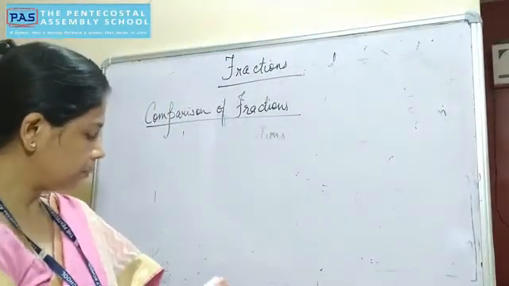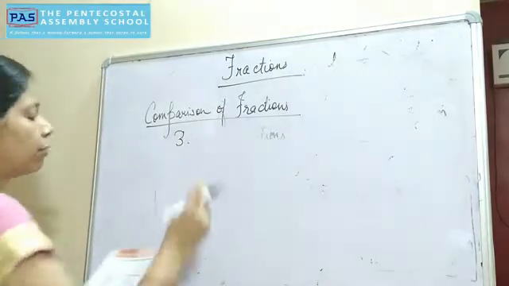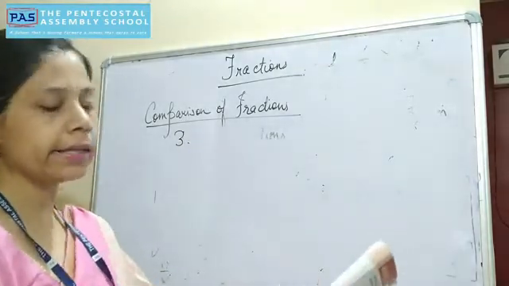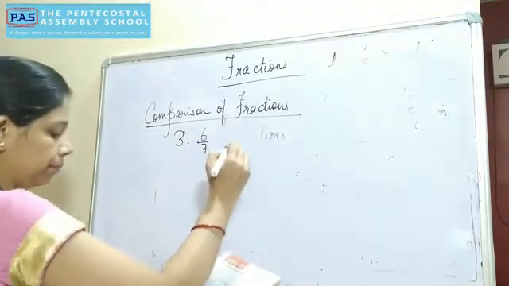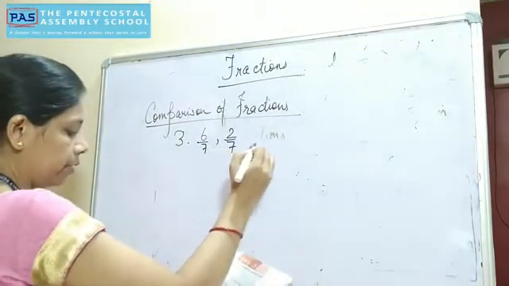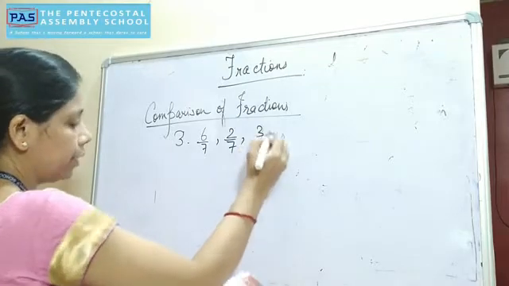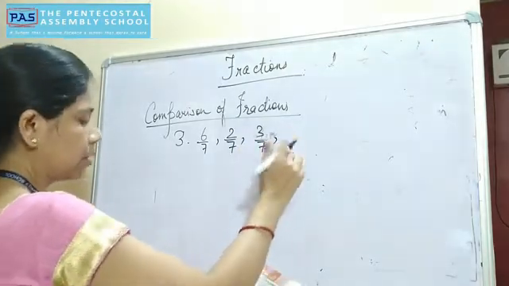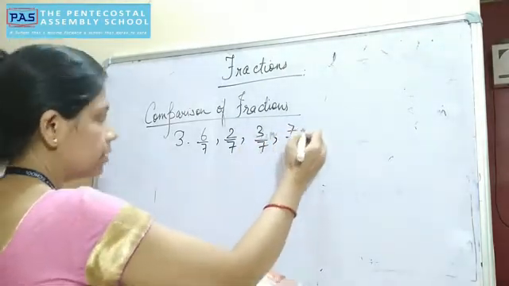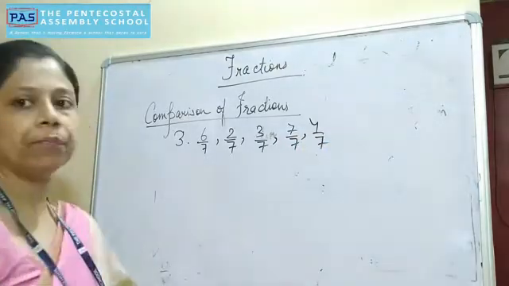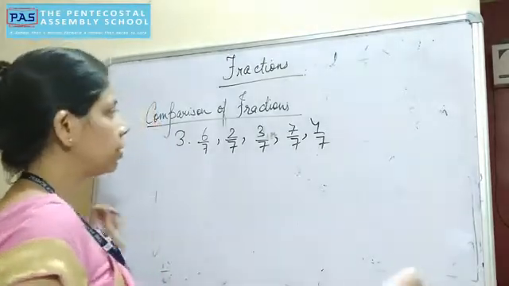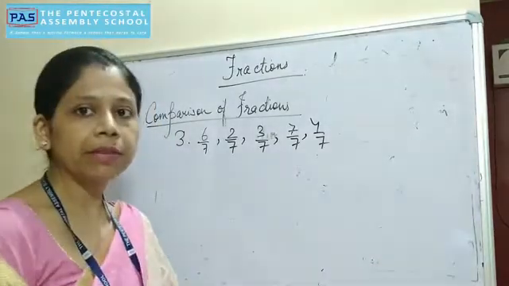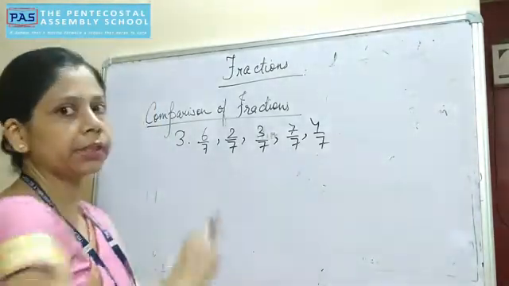Okay, now come to question number 3, that is you have to arrange in ascending and descending order. The first question is 6 by 7, 2 by 7, 3 by 7, 7 by 7 and 4 by 7. Okay, now which type of fraction is this? Like fraction, isn't it? Because all the denominators are same.